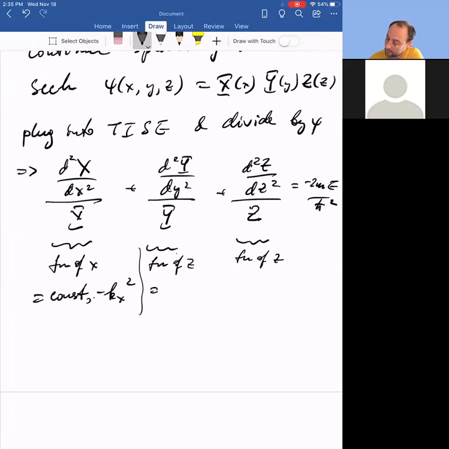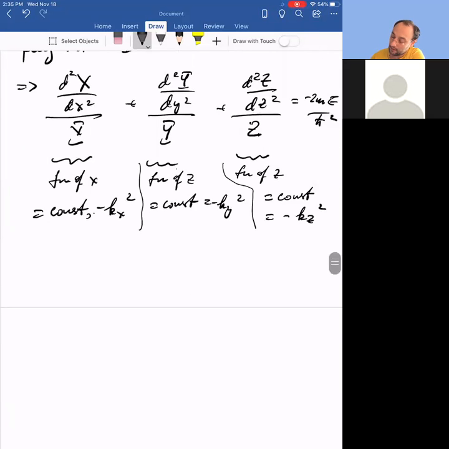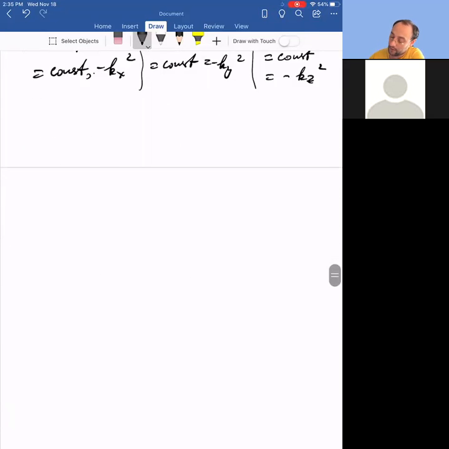This is a constant, a different constant. It was minus ky squared. And this is a constant. It was minus kz squared. So then we get a triplet of equations.